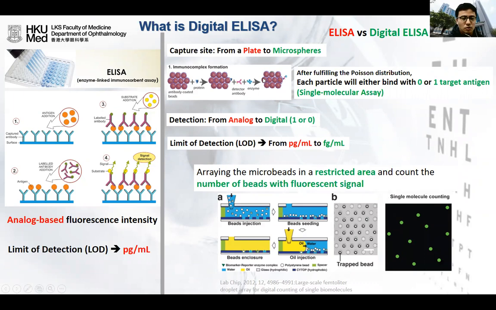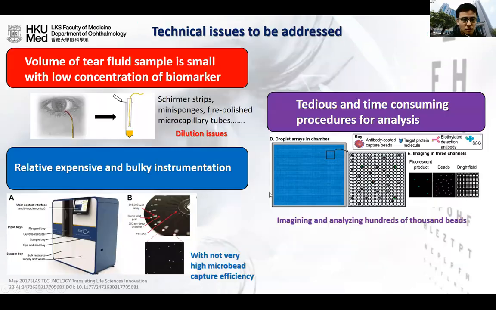The capture site of digital ELISA is on microspheres that are covered with numerous capture antibodies of the target biomarker. If the number of microspheres and the concentration of target biomarkers fulfills the Poisson distribution, each particle will either bind with 0 or 1 target biomarker, and that's why it is called the digital ELISA. The theoretical limit of detection can be 1,000 times lower than traditional ELISA. By counting the number of beads with fluorescent signals, we can then back calculate the concentration of the target biomarkers.